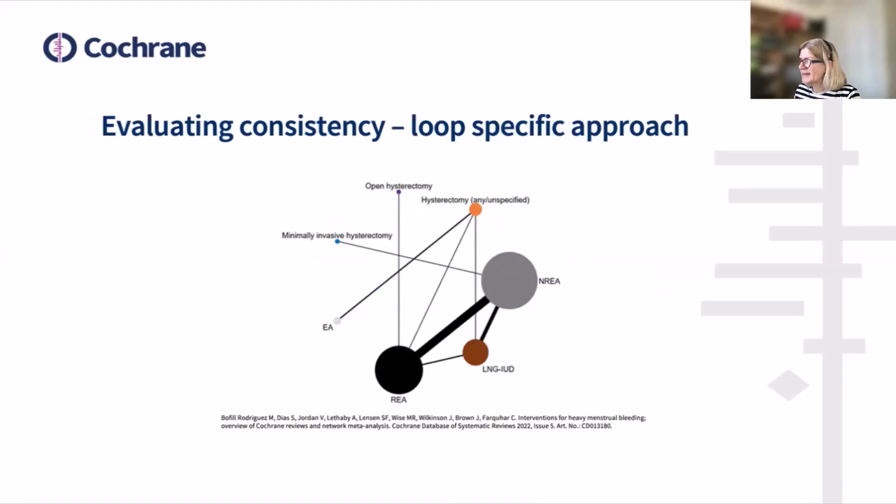We can measure the amount of inconsistency in a network using a loop-specific approach. This network is from a review examining heavy menstrual bleeding. This network plot shows studies comparing 7 different interventions for second-line treatment, and the outcome being measured is patient satisfaction. There are 27 studies in this network. Let's look at one loop.